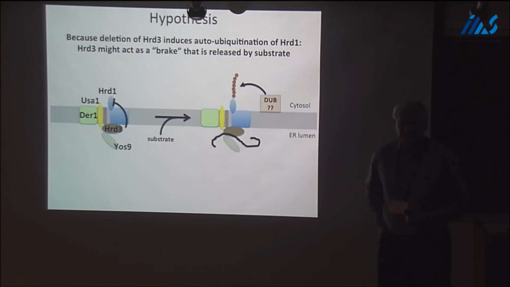So at this point we think that all the linkages are K48. There is no branching of polyubiquitin chains that we think is involved.